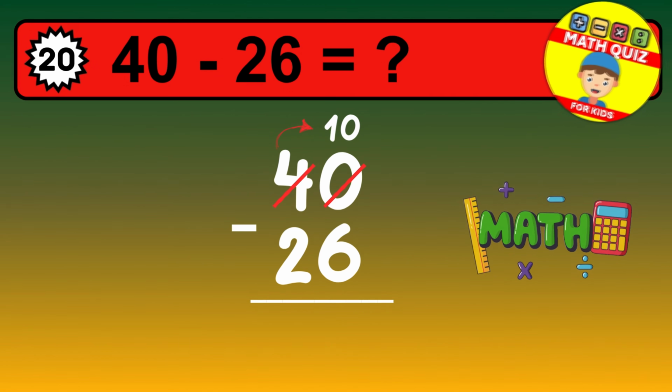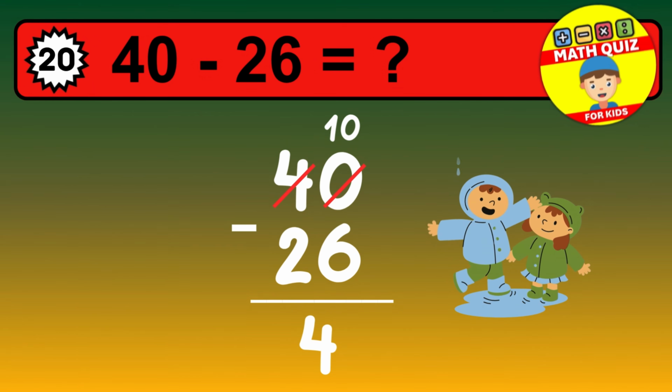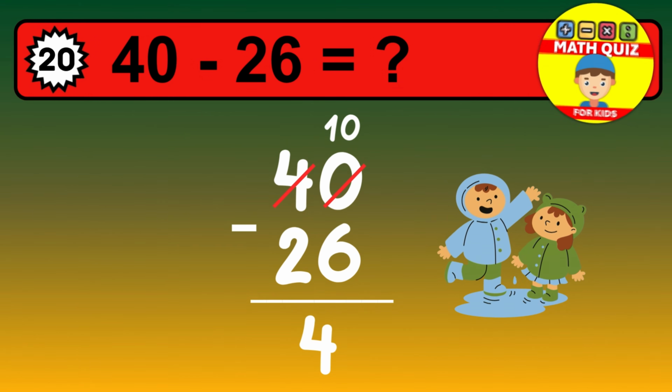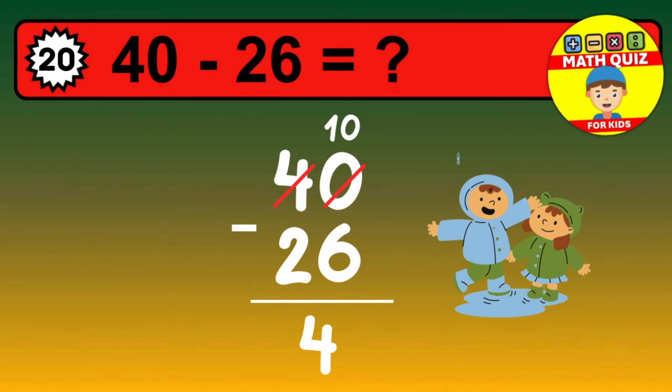Now we subtract. 10 minus 6 is 4. Then we go to the tens. 3 minus 2 is 1. The final answer is 14.